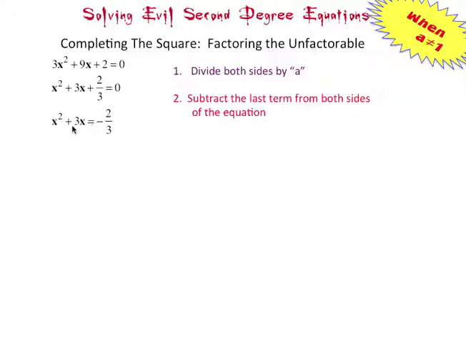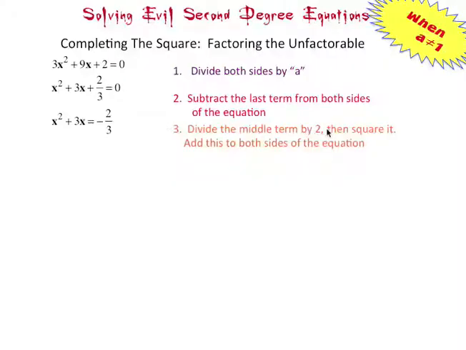Okay, so if this is our middle term, and our first term is 1, to figure out the last term, all we have to do is divide the middle term by 2 and then square it. Okay, so I'm going to do exactly that. So divide the middle term by 2, then square it, and add this to both sides of the equation. So we have 3 divided by 2 is 3 over 2. Square it, that's going to be 9 over 4, and then add that to both sides. So we have x squared plus 3x plus 9 over 4 is equal to negative 2/3 plus 9 over 4.